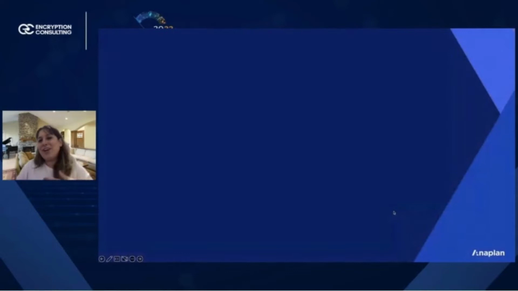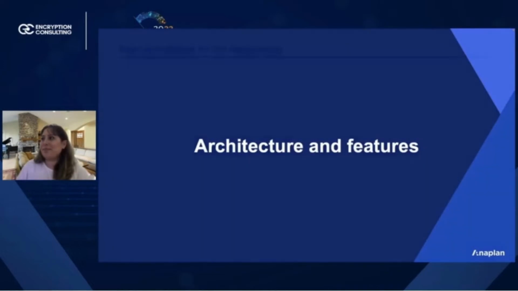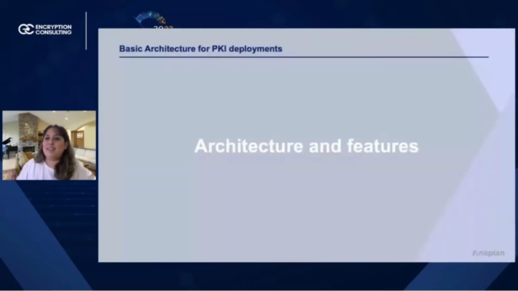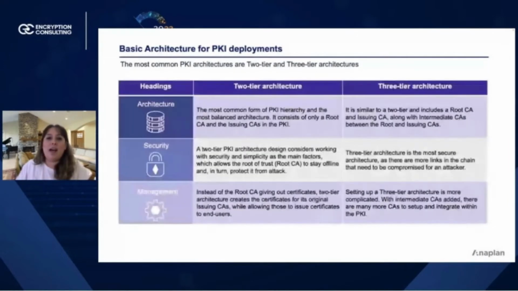Now we are going to talk more about the architecture and the features. Okay, let's talk about the basic architecture of the PKI deployment. In PKI, we have several common architectures. I'll talk about two of them. We have the 2-tier and the 3-tier.